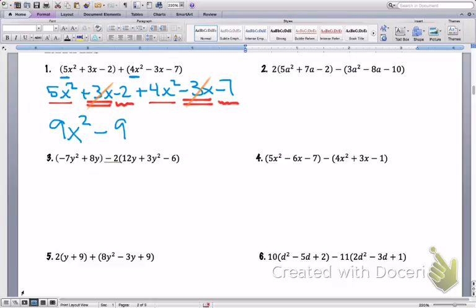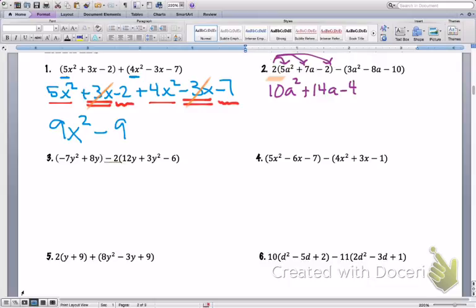Let's go ahead and move on to number 2. So this one, I do have a number on the outside. So before I start combining, I need to actually distribute that 2. So I'm going to go ahead and multiply by 2. So that's going to give me 10a squared plus 14a minus 4.